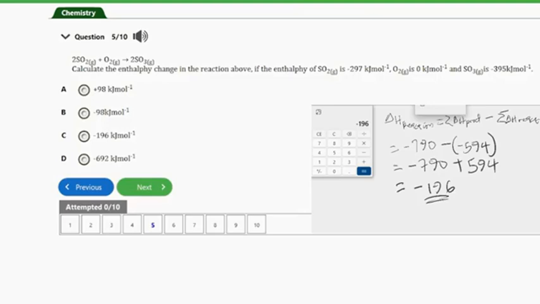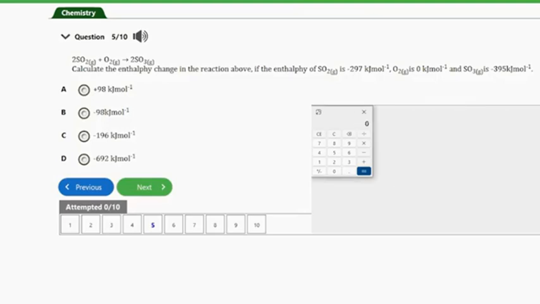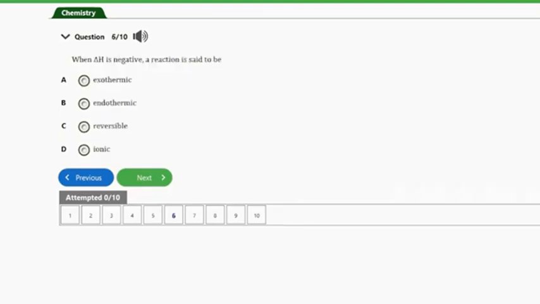So that's it for that question. We're going to wipe all this and then we'll consider the next question, and that's question number 6. Question number 6 says, when delta H is negative, a reaction is said to be A, exothermic, B, endothermic, C, reversible, D, ionic. So guys, the answer to this question is option A, and that's exothermic.